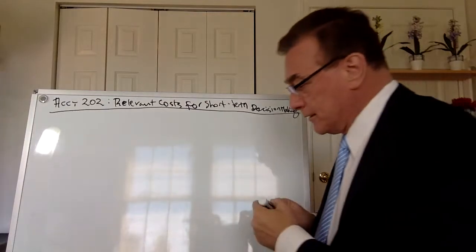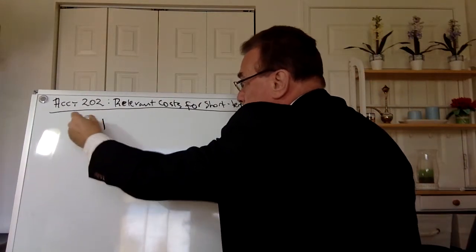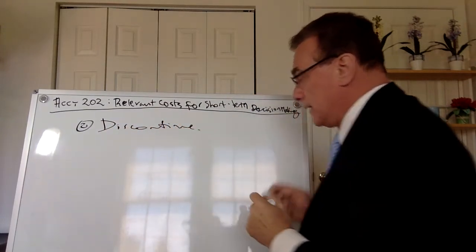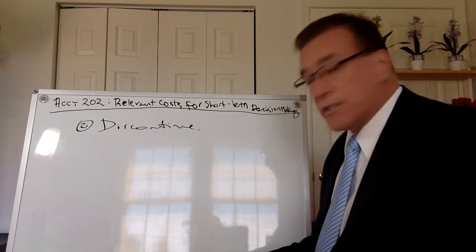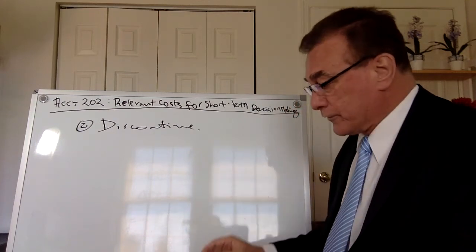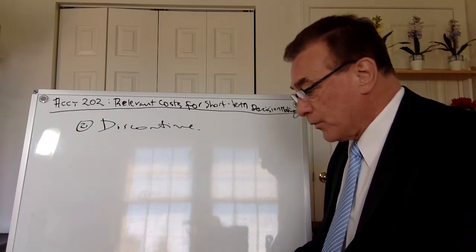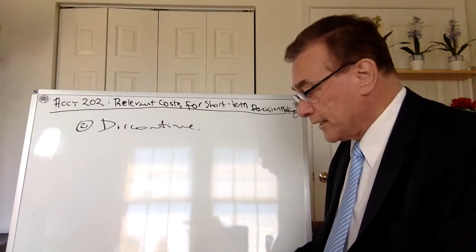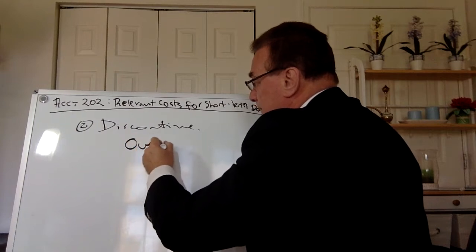discontinue a product, a division, a department, or a store. So number 2, discontinue. Sometimes businesses want to close down a division because it's making a loss. When they look at the overall aspect of the business, they find that one division is making a loss. But what management has to consider is, what's the overall effect of closing that division down on operating income.